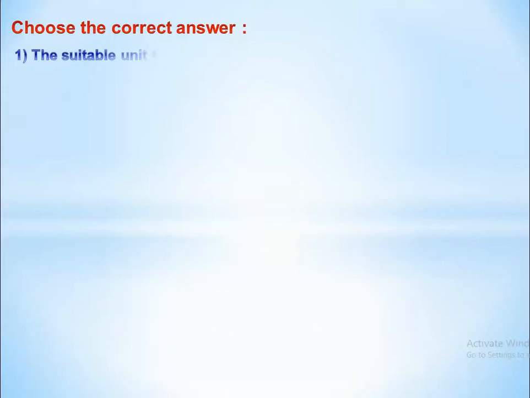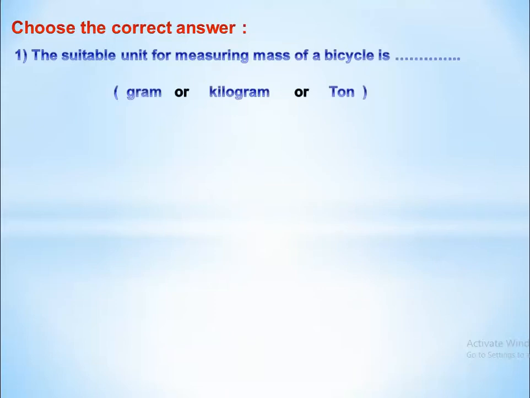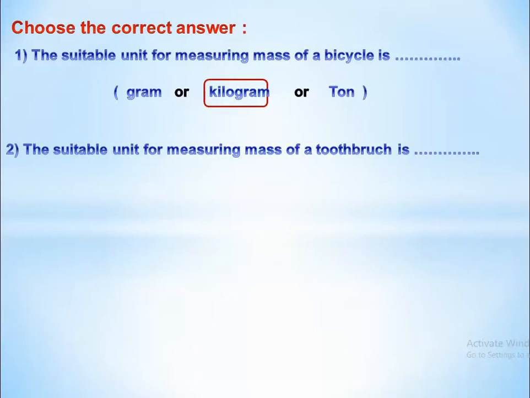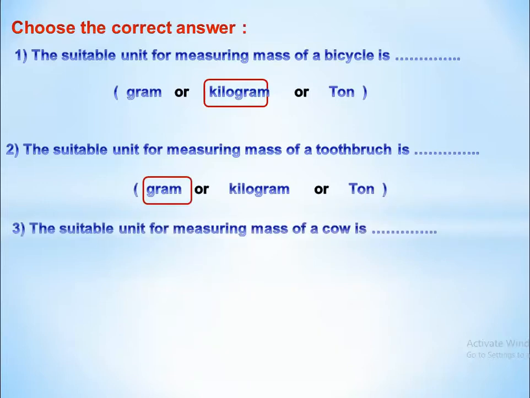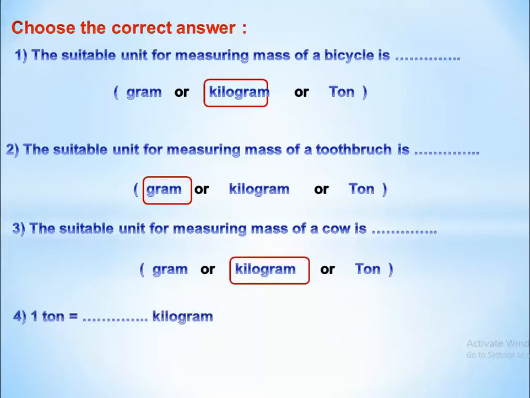Choose the correct answer. The suitable unit for measuring mass of a bicycle is gram, kilogram, or ton? Kilogram. A ton equals 1000 kilogram. Never forget. The suitable unit for measuring mass of a toothbrush? A toothbrush is something small, so it will be gram. The suitable unit for measuring mass of a cow? Kilogram. 1 ton equals 1000 kilogram.